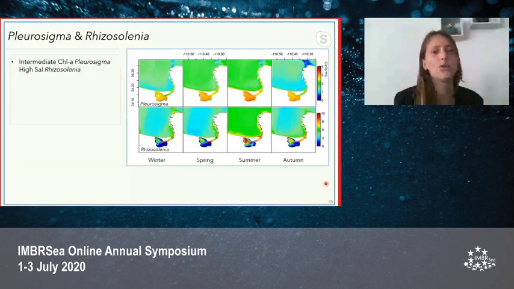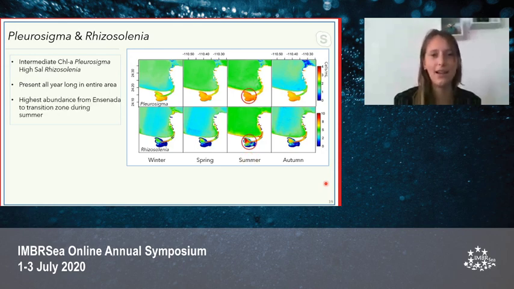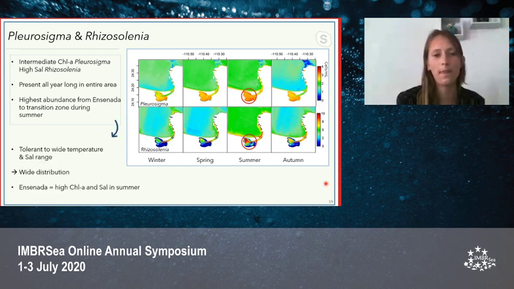Now, Pleurosigma and Rhizosolenia. Pleurosigma showed a preference for intermediate chlorophyll A, and Rhizosolenia especially preferred high salinity. So both genera were present the whole year long in the entire study area, but the highest abundance of both was predicted to occur in the Ensenada and the transition zone during the summer.